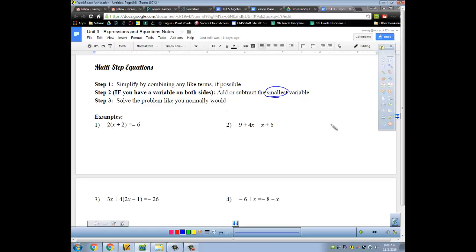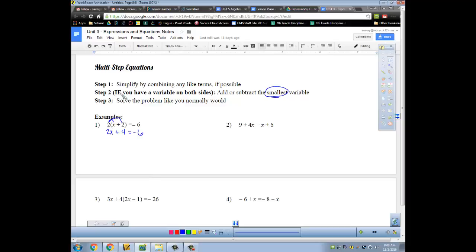Step 3, solve the problem like you normally would. So get rid of the friend, get rid of the significant other. So number 1, I see on the left side I can simplify this. So when I say simplify, I'm looking, can I combine any like terms or do the distributive property? Here I can do the distributive property. So 2 times x is 2x, 2 times 2 is 4, equals negative 6.